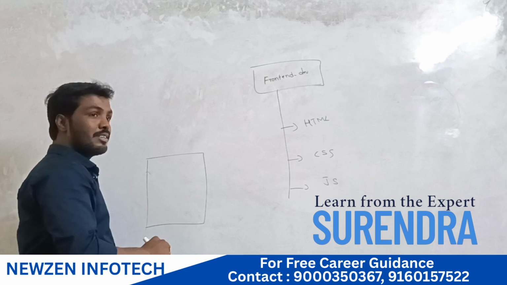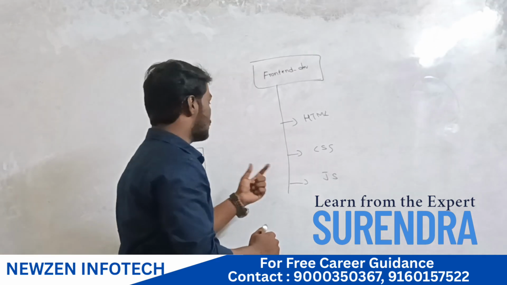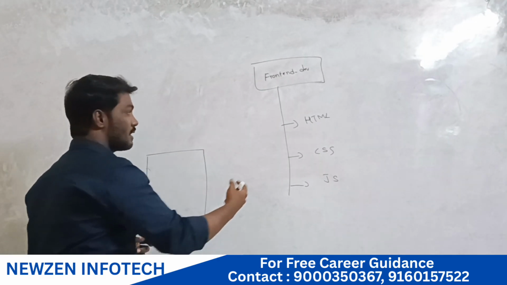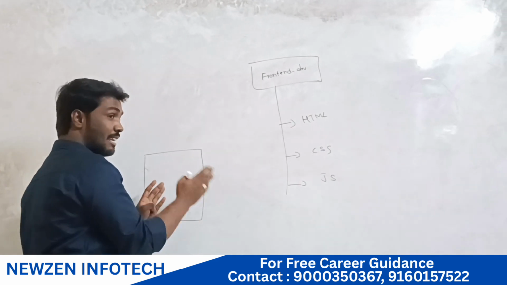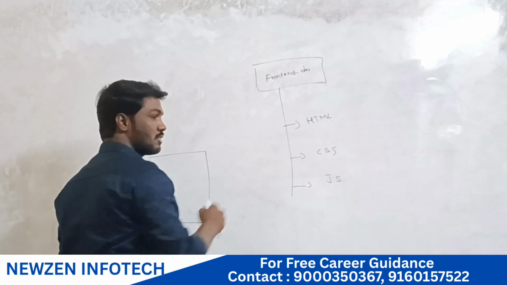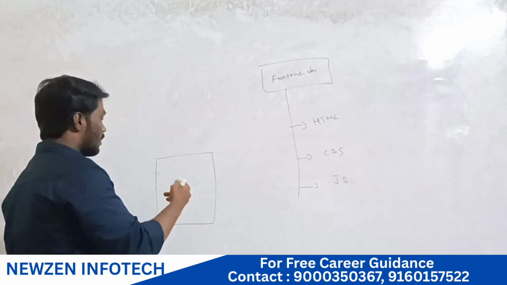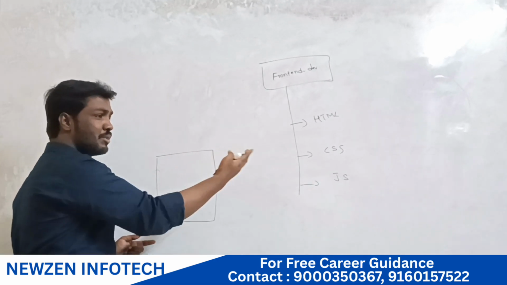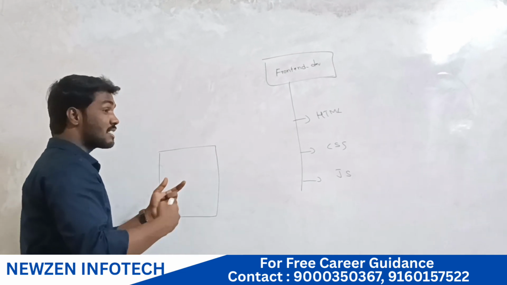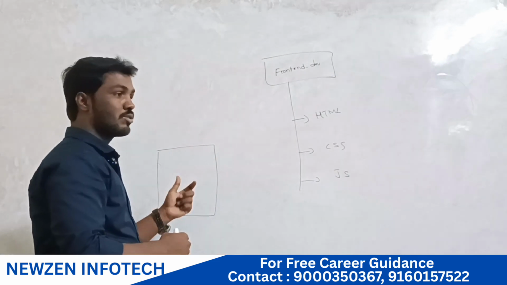Whatever content we add to that web page, we can add by using HTML only. HTML is used to create web pages and add content to them. That content we can style by using CSS only. CSS is used to provide styles to the web page. By using HTML we add the content, by using CSS we provide styles, and by using JavaScript we provide functionality to that web page.